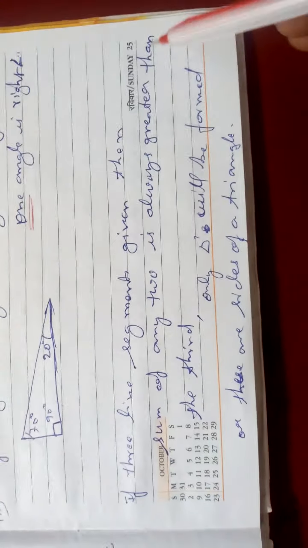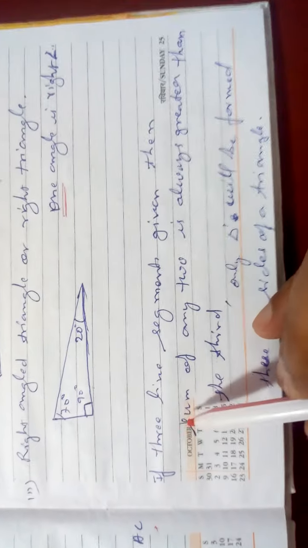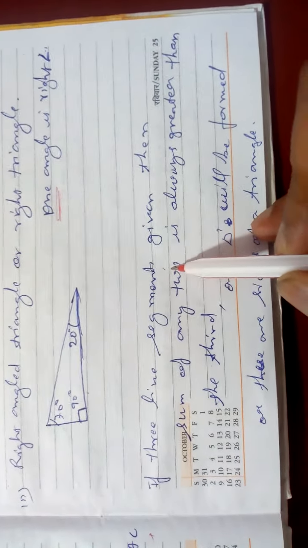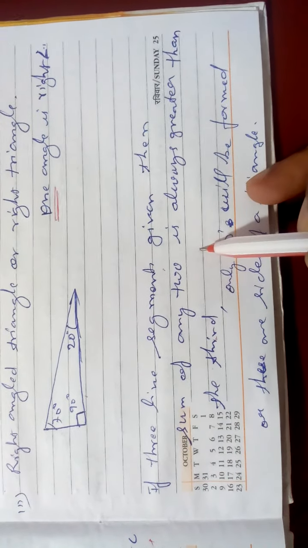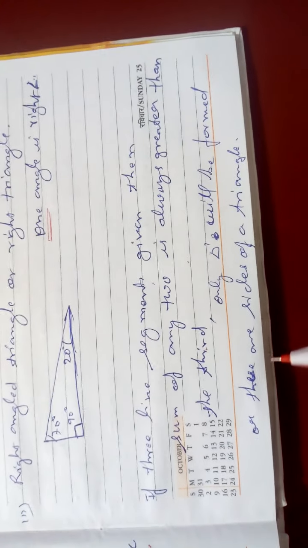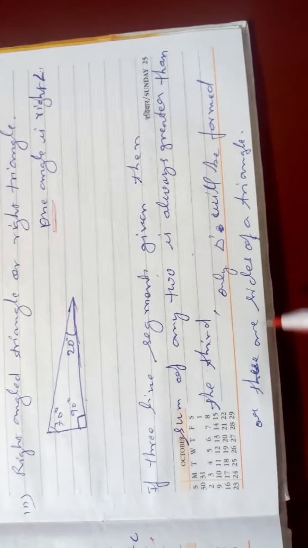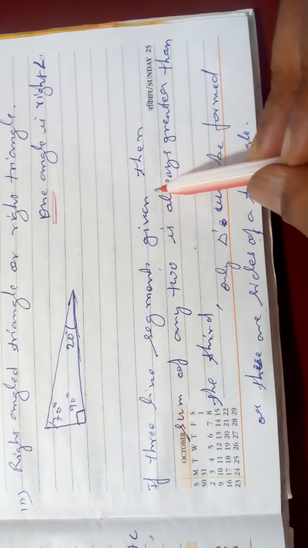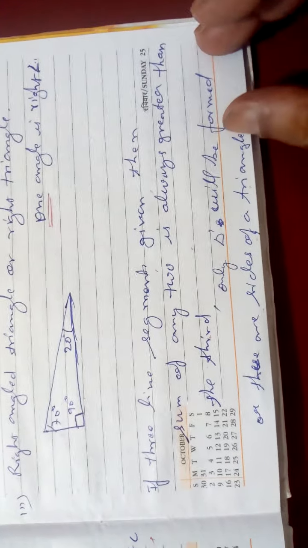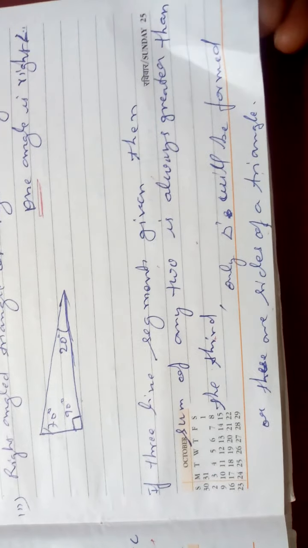Any triangle is formed by three line segments. These three line segments have a relation, which is called the triplet. If three sides are given, and the sum of any two sides is greater than the third side, then only a triangle is possible, otherwise not. Then these are the sides of a triangle.